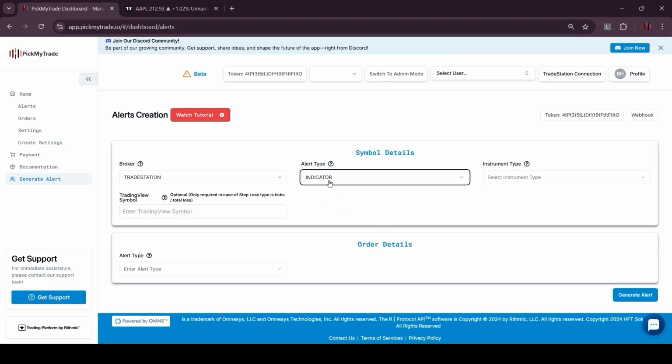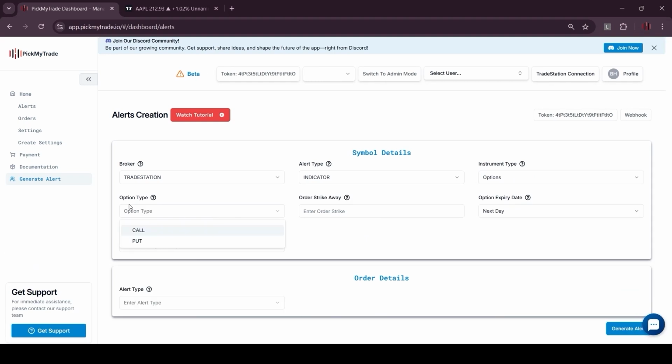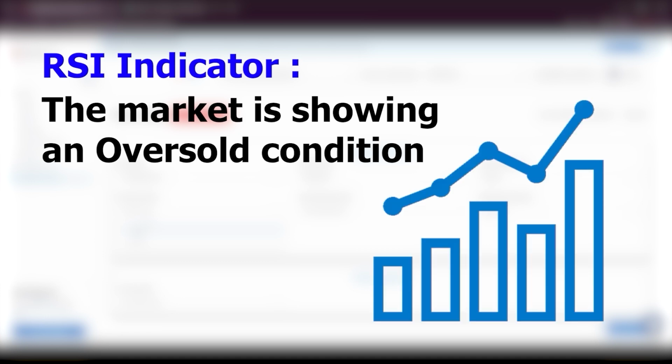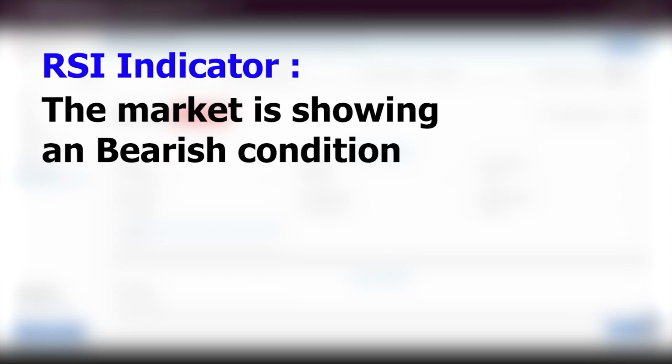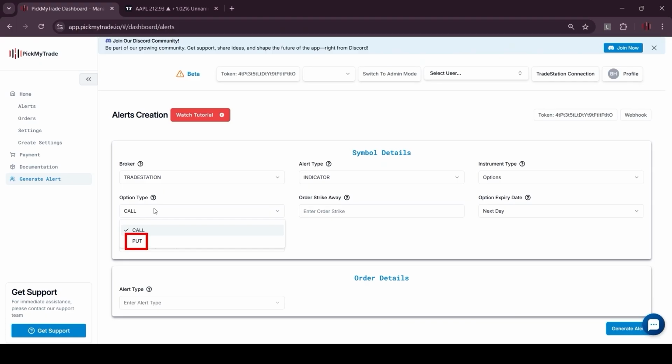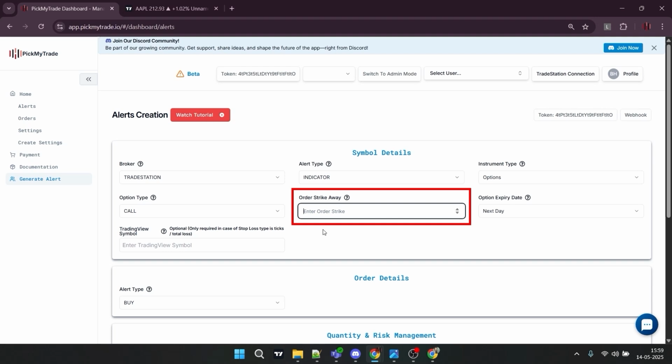So here we will go with the indicator. In the instrument type, we will go with options. Under the option type, we have two options, call and put. Let's say I am using the RSI indicator, and the market is showing an oversold condition, and it may move up, so in this case, I will select a call. And if the market is showing a bearish condition, and you feel the market will move down, then in such a case you will select put.